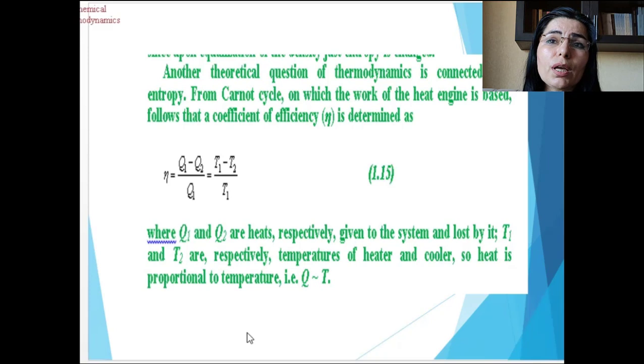Another theoretical question of thermodynamics is connected with entropy. From the Carnot cycle, on which the work of the heat engine is based, follows how the coefficient of efficiency is determined. Efficiency is equal to (Q1 minus Q2) divided by Q1, and is equal to (T1 minus T2) divided by T1. Q1 and Q2 are heats respectively given to the system and lost by it. T1 and T2 are respectively temperatures of the heater and cooler. So heat is proportional to temperature, i.e. Q is approximately equal to T, temperature.